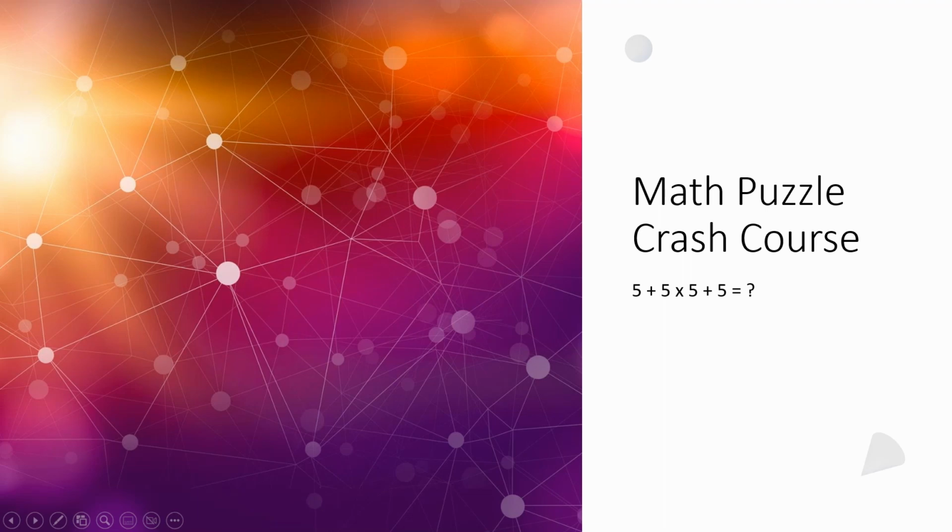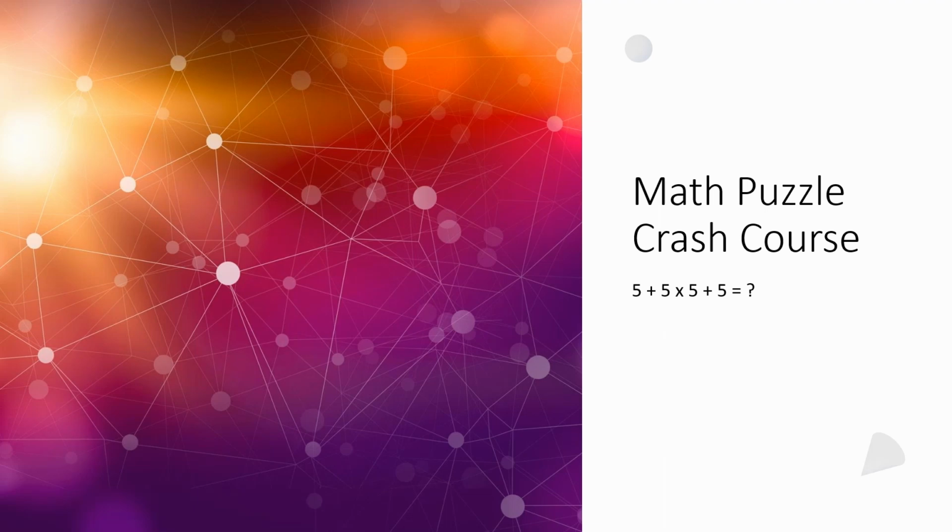I wanted to review another simple puzzle here that helps test your skills of order of operations and helps you understand the relationship with multiplication, especially between multiplication and addition in this case. But the problem I'm referring to is one that I've run into a few places. It's 5 plus 5 times 5 plus 5 equals what?